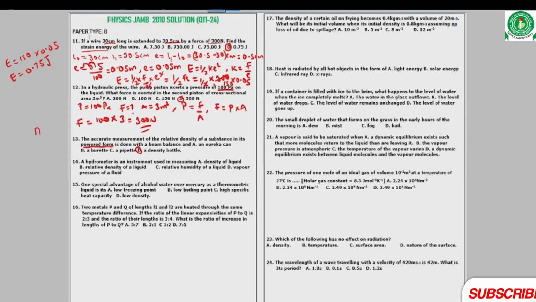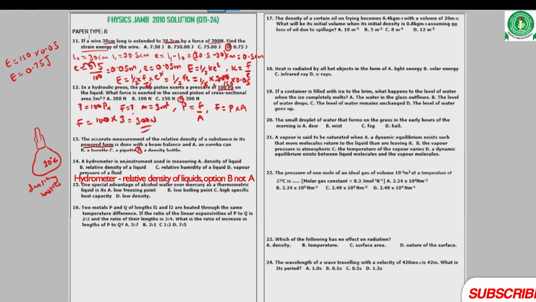Something like this. This is how the density bottle looks like. It is used under room temperature, 20 to 25 degrees Celsius. So this is what we call a density bottle.